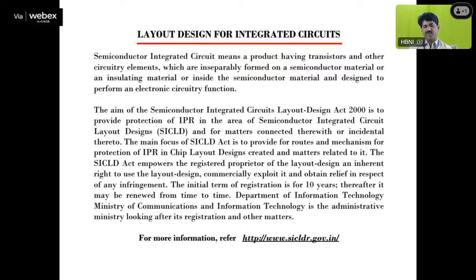The initial term of the registration of this layout design is normally 10 years. Thereafter, it may be renewed from time to time. The Department of Information Technology, Ministry of Communication and Information Technology is the administrative ministry looking after this registration and other matters. If you want more details, you can follow this website, or simply from the internet you can get more information about the various layout designs and what protection one can go for.